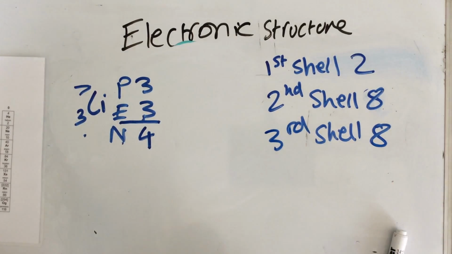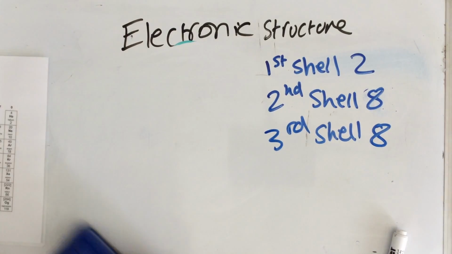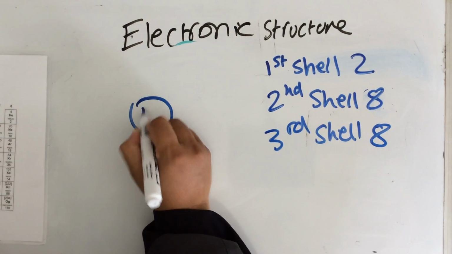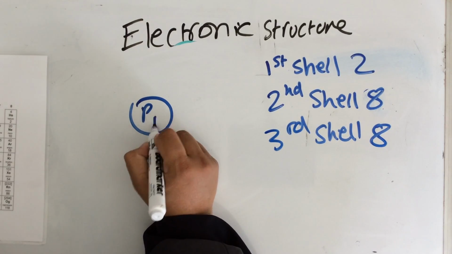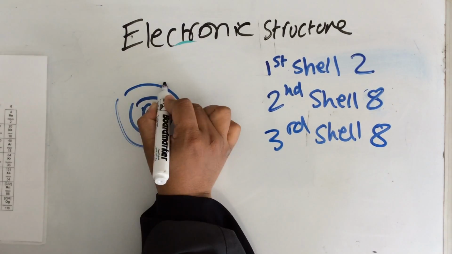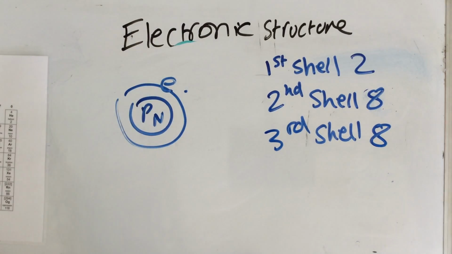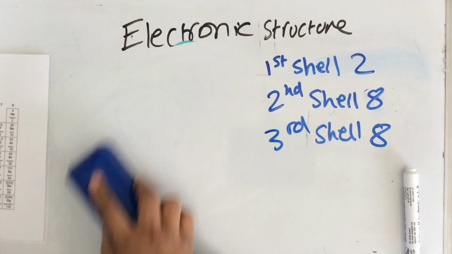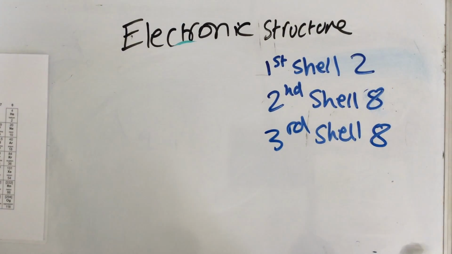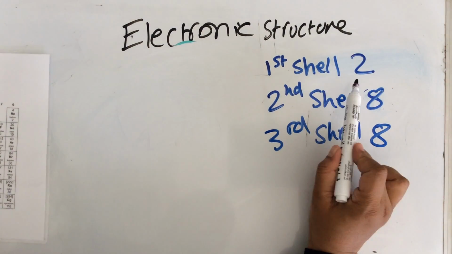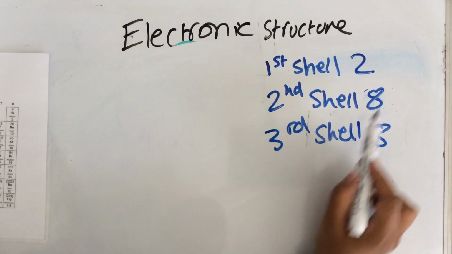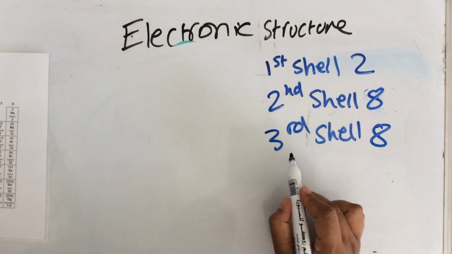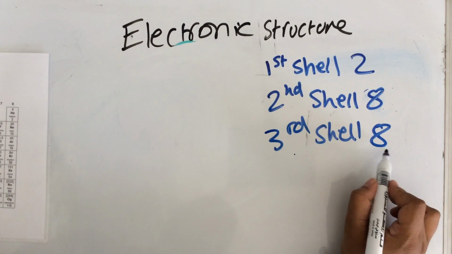Okay, so you remember the atomic structure. We have the nucleus. In the nucleus you have the protons and neutrons, and on the energy levels you have the electrons. Okay, so here is the rule now for the electronic structure. On the first shell you can have a maximum of 2, second shell maximum of 8, third shell maximum of 8 as well.